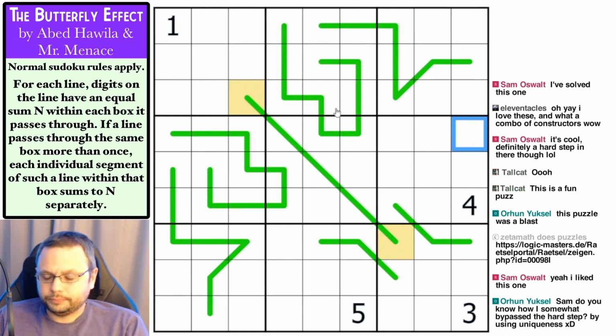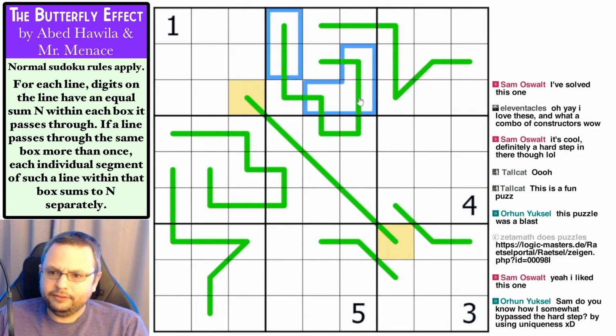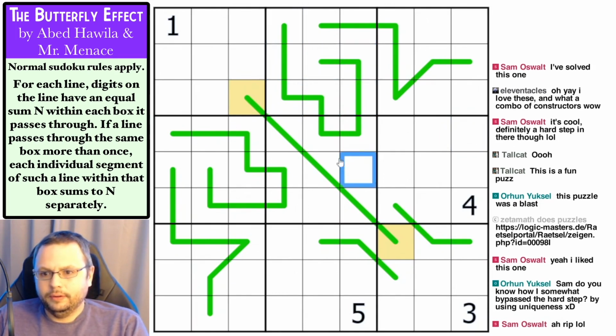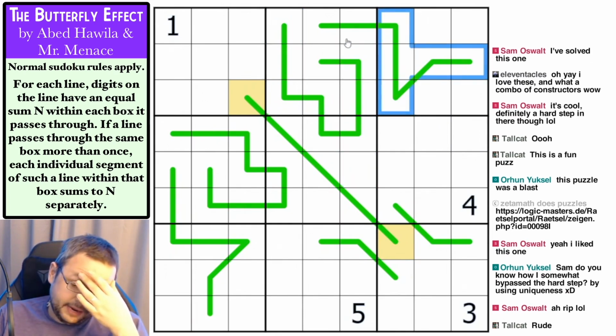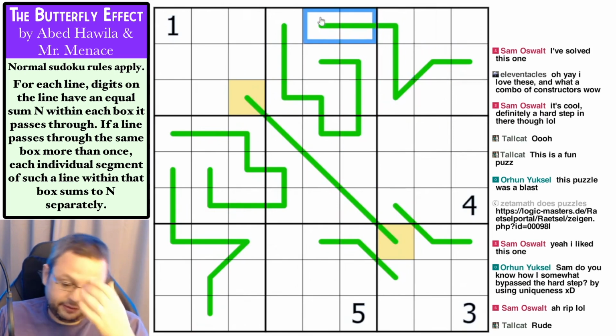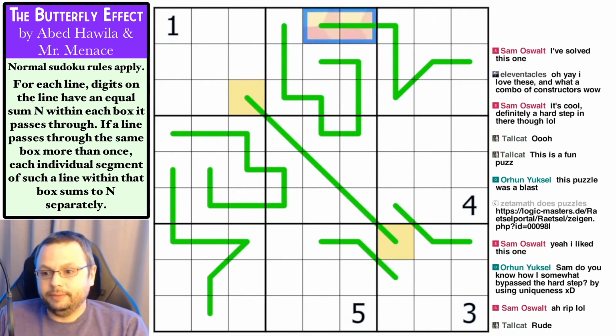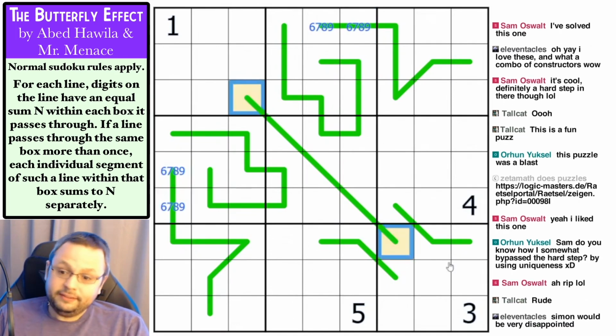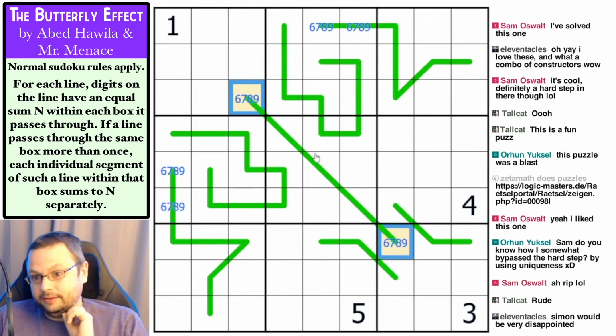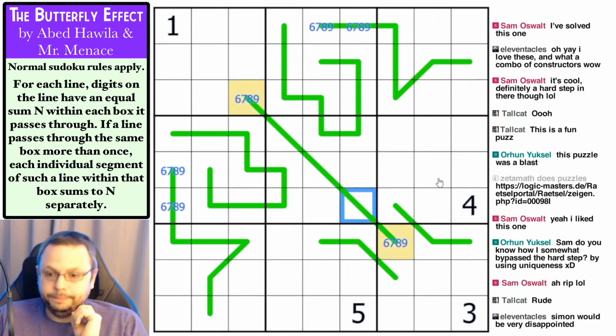There's lots of sets of 5 digits. And so the minimum 5 digits can sum to is 15. So I need to make sure these two cells sum to at least 15, which immediately tells me that they are 6, 7, 8, 9. And so these are also 6, 7, 8, 9. These cells also are 6, 7, 8, 9 because they're a sum of at least 3 digits.